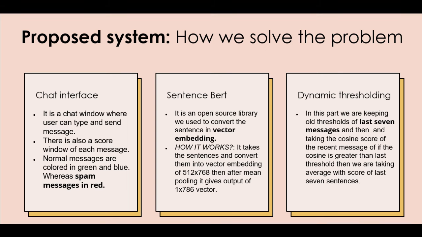We have a chat interface where a user can send a message, and we take this message and convert it into a vector embedding with the help of SentenceBERT. SentenceBERT is an open source library, and we have a dynamic threshold to check whether this message is relevant or not. Now Rohit will explain.